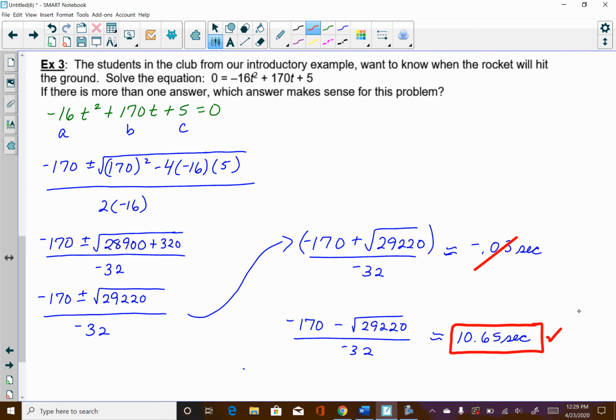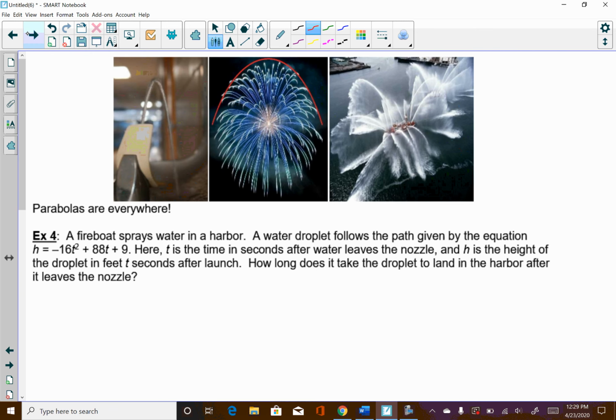Okay. If you flip it over, I don't think there's anything too different in that last one. I'll let you try it. T is time in seconds after the water leaves the nozzle. H is the height of the water droplet, and they want to know how long it takes the droplet to land in the harbor. So once it lands in the harbor, at that point its height is equal to 0. So again, you're basically repeating what I just did in that previous example.